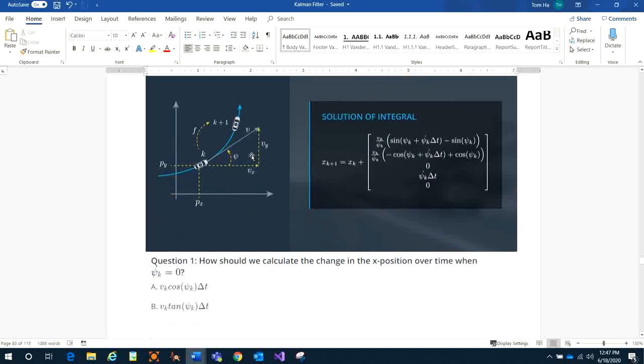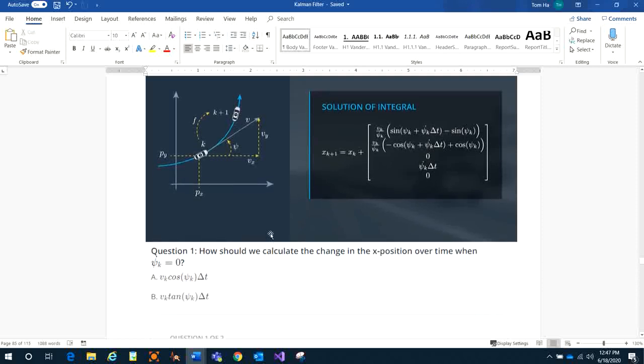In general, we have the solution of the integral, which gives us the function of the process to estimate the state variable between time tk and tk plus 1. But look at the case when the turning rate equals 0. What do you think? The car has to go straight, right?